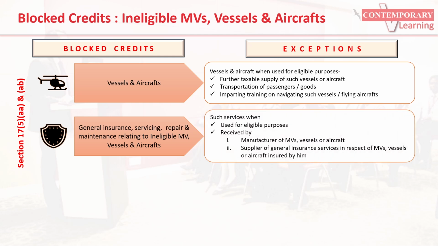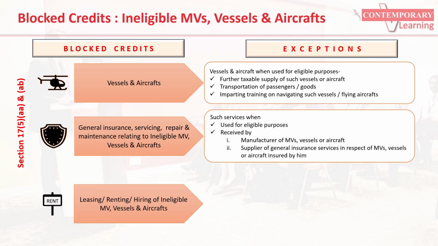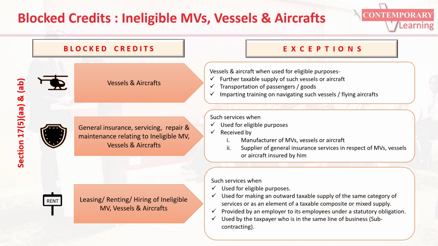You can claim ITC on these services if they're used for eligible purposes, or if they're received by manufacturers of these assets, or by insurance companies providing coverage for these assets. The law also allows ITC when you're using these services for making outward taxable supplies of the same category, when they're provided by employers under statutory obligations, or when you're in the same line of business, essentially subcontracting arrangements. Leasing, renting, or hiring of these ineligible assets is also blocked, with similar exceptions applying.